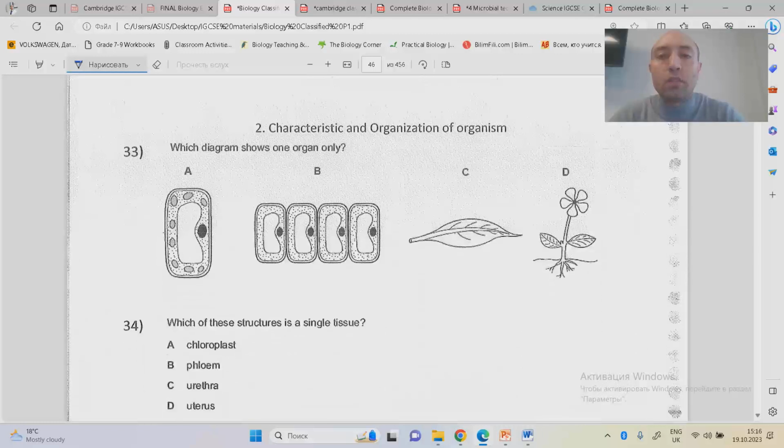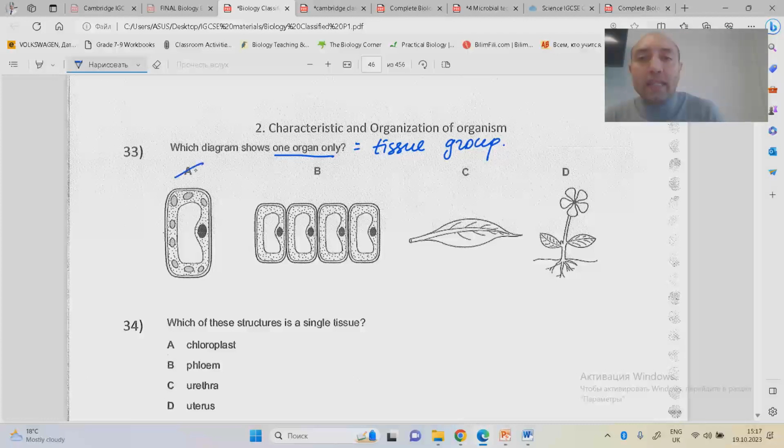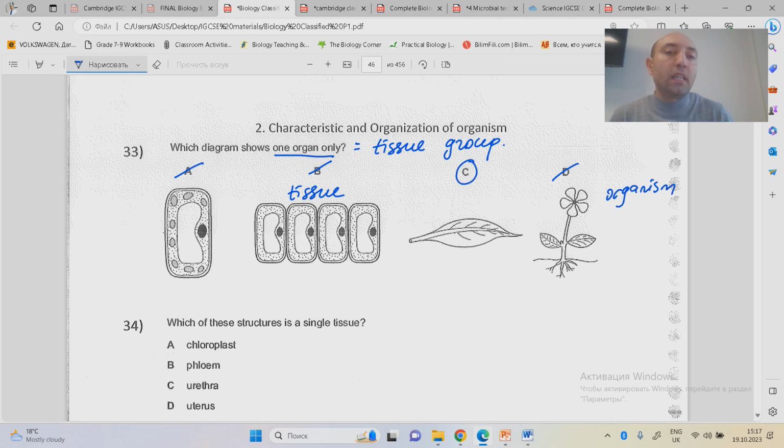Let's go to question number 33. It shows an organ, only one organ. First of all, you must know that an organ is a group of tissues. A tissue group comes together to make an organ. A can't be, because it's just a cell. B is a tissue level. D is an organism. So the answer here is C, because a leaf is an organ.